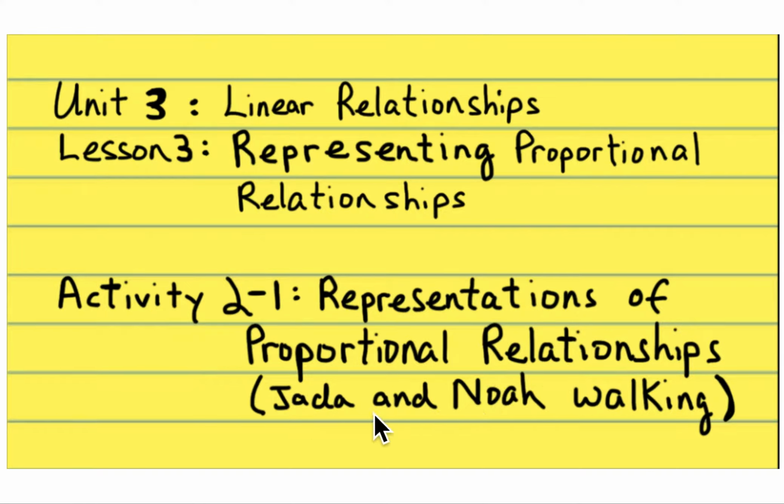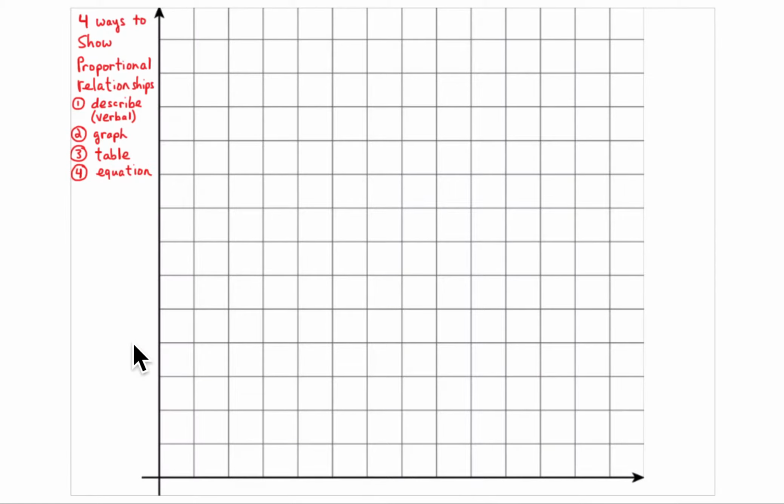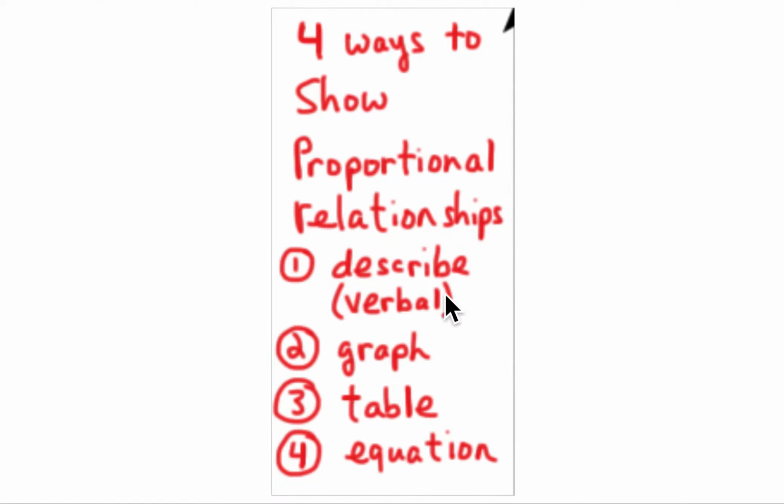One part is Jada and Noah walking, because we're going to go through the four different representations of proportional relationships, and it takes a while to get through these. Those four representations are the verbal description, a graph, a table, and an equation. You have done each of these separately, and now we're going to start putting them all together. They play off of each other. Usually you can get from one representation to the other no matter where you start.